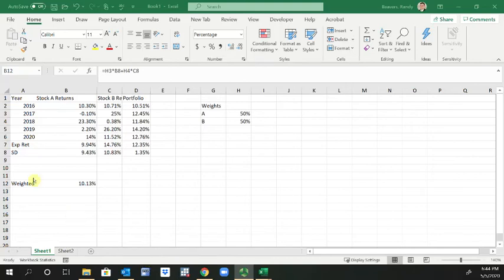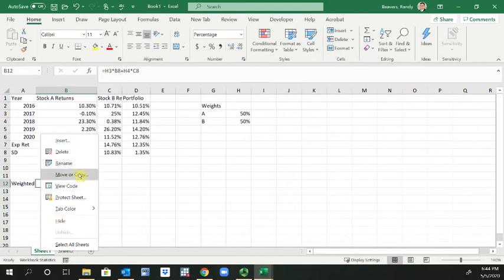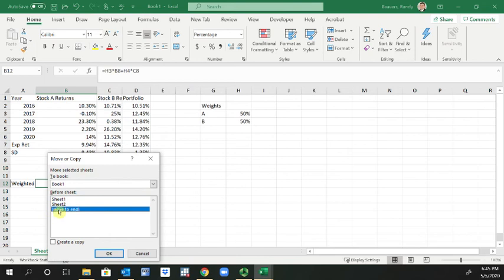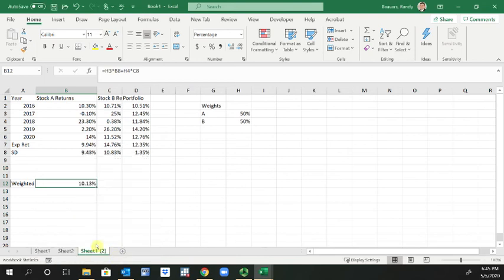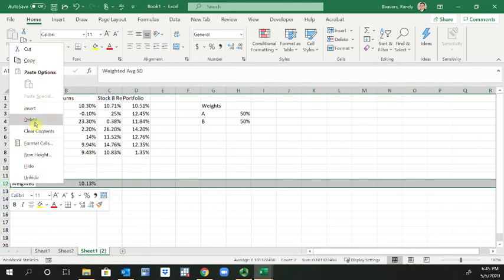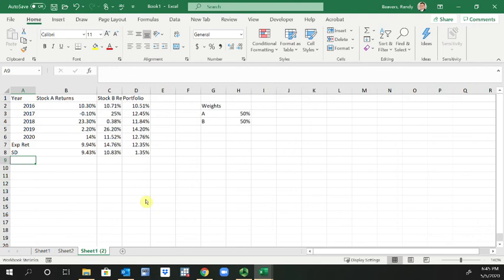So a more appropriate way to get at our statistics of risk is to include covariance and correlation. So I'm going to copy this sheet. I'm going to remove the weighted standard deviation from this. We're going to calculate correlation and covariance.